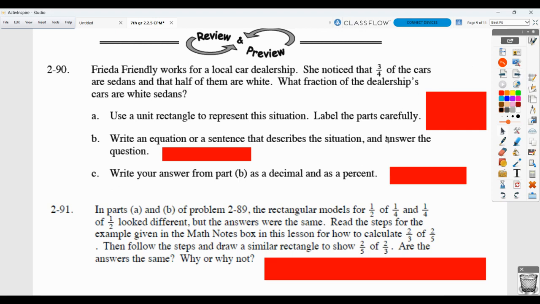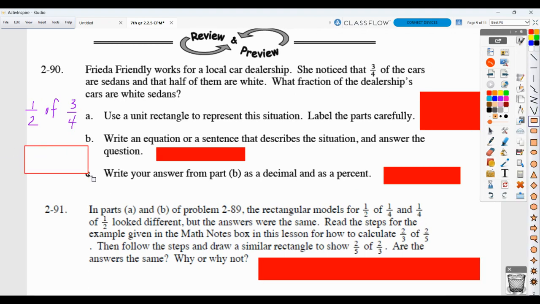So here we're doing the same type of thing. She noticed that 3/4 of the cars are sedans, half of them are white. What fractions of the dealership's cars are white sedans? So 3/4 of the cars are sedans, and half of them are white. So we want half of 3/4. So what you're going to do is you're going to start by making 3/4 on a rectangle.